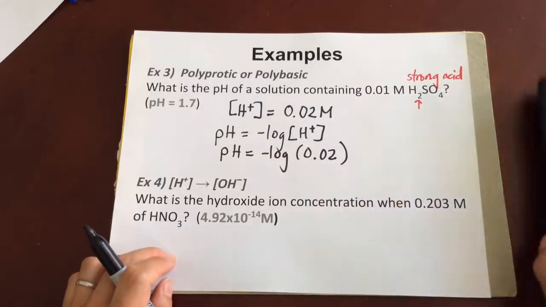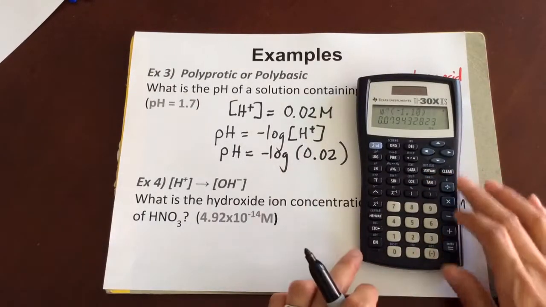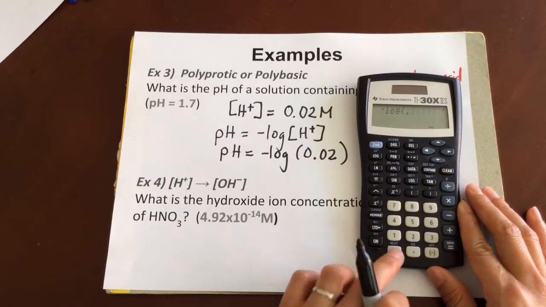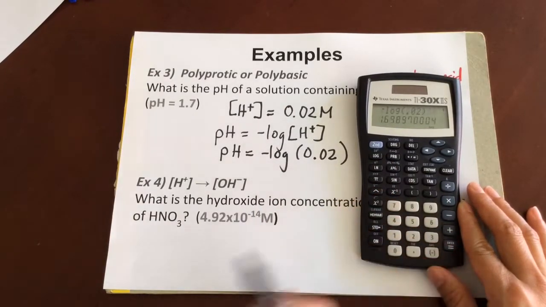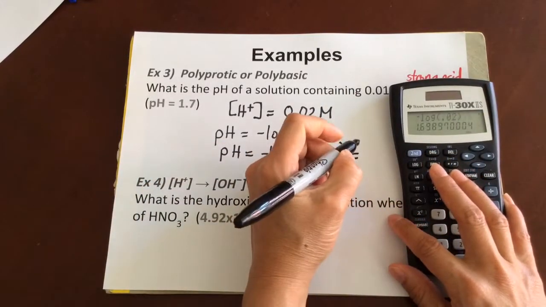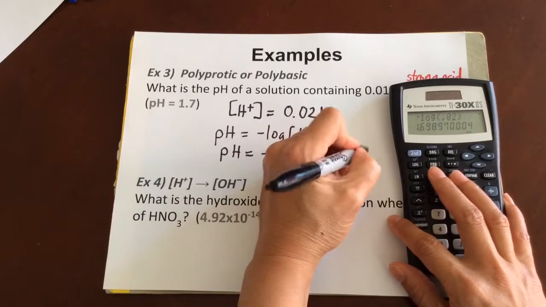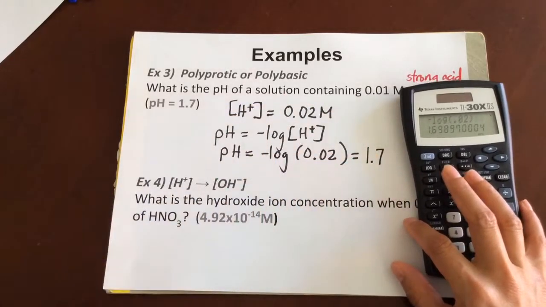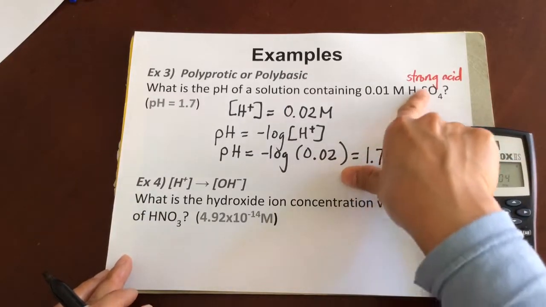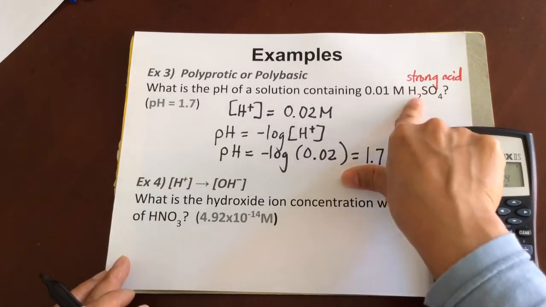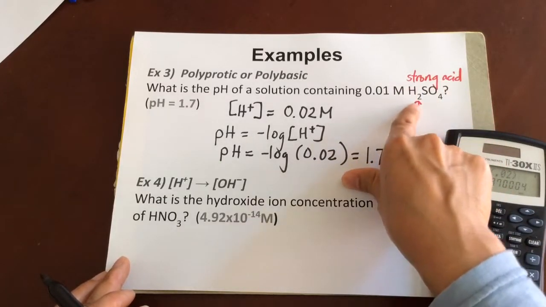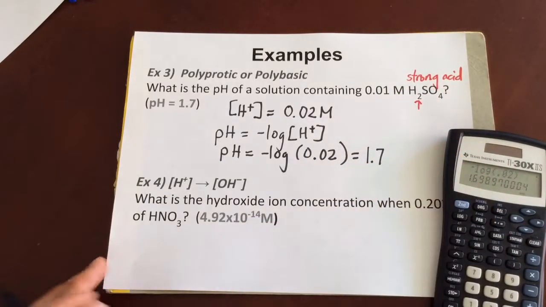And so once again, take out that calculator, clear it up, negative log of 0.02 in parentheses will give you 1.698, which is 1.7 in the end. So your pH is 1.7. So you do always have to look at whether your substance is an acid or base, and whether it's strong or weak, and then whether it's polyprotic or polybasic.